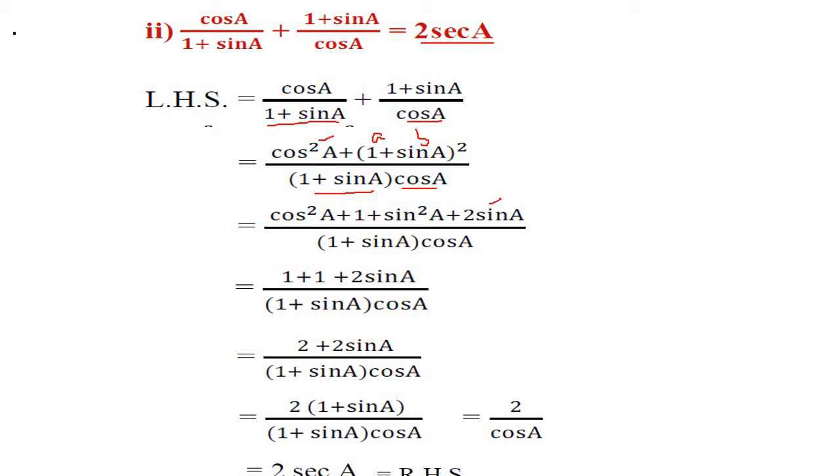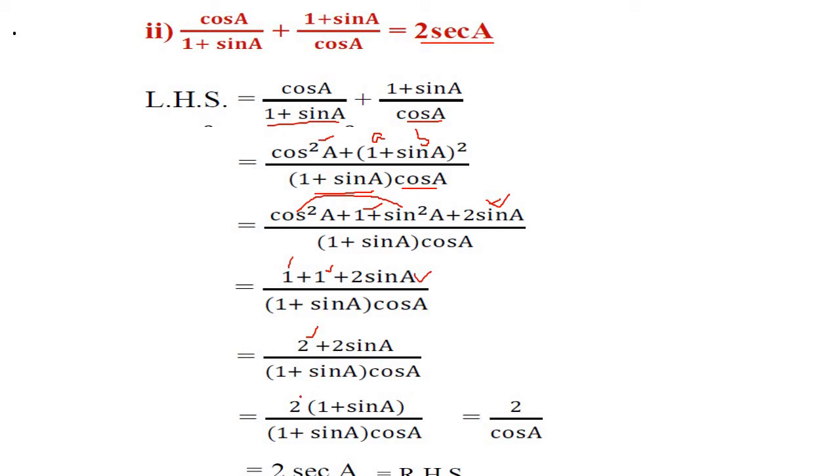So a square plus b square plus 2ab, where a is 1 and b is sin A. First write cos square A as it is, then 1, then group cos square and sin square. Cos square plus sin square is 1. Then the remaining term is 2 sin A as it is. Here 1 plus 1 is 2. So we get (2 plus 2 sin A) divided by (1 plus sin A) into cos A.